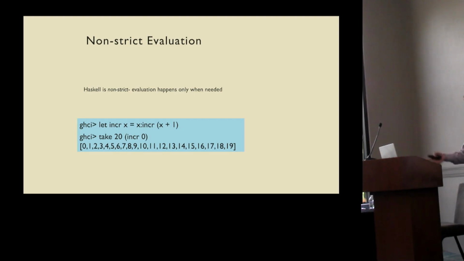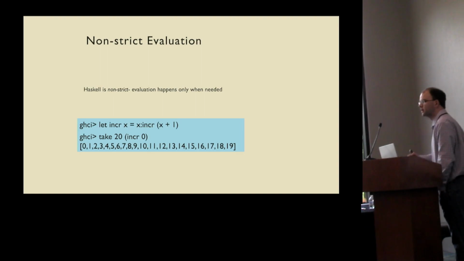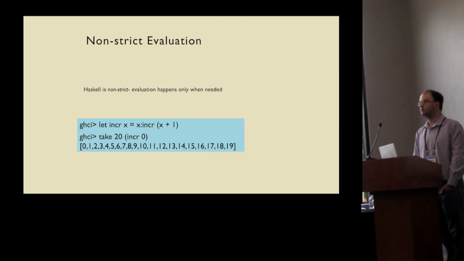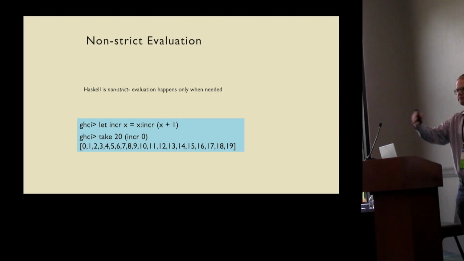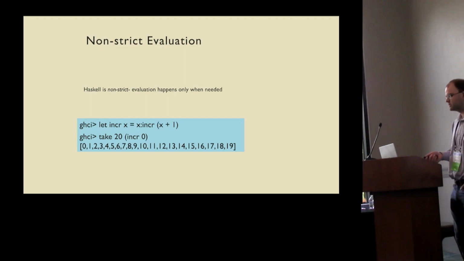And of course, if I was trying to execute anchor of 0 up front before getting to running take, this wouldn't happen, right? Anchor of 0 would just not terminate. This is what I mean by evaluation happens only when needed. We're only evaluating as much of anchor as we need to in order to run the take function, and in order to ultimately print out this list.